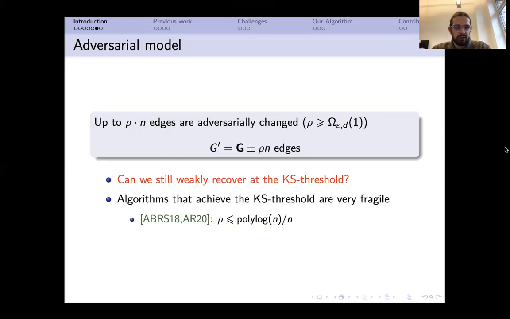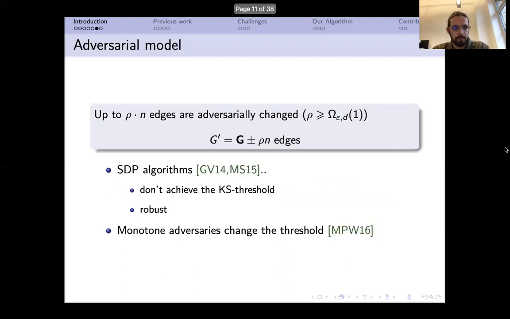If we look at algorithms that achieve the threshold in the fragile setting, they can be fooled by very few edge alterations. So they are very fragile. There are some recent results that are slightly more robust, which can afford polylogarithmically many changes in the edges. But this is a much smaller number than what we're looking for. We're looking for a constant fraction of edge alterations.